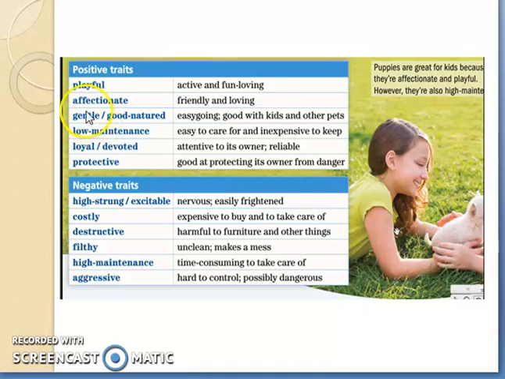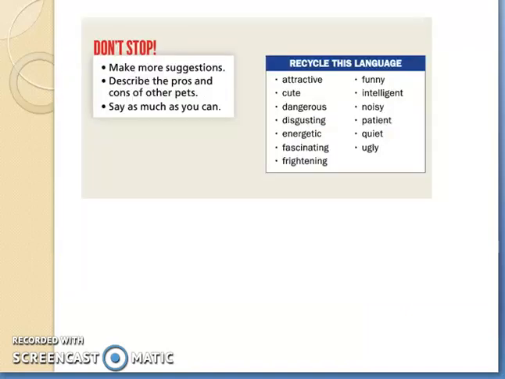Playful, affectionate, gentle or good nature, low maintenance, loyal or devoted, protective. And for negative: high strung, excitable, costly, destructive, flighty, high maintenance, and aggressive. We have a lot of vocabulary, guys. Let's check. We continue discussing the pros and cons of certain pets.